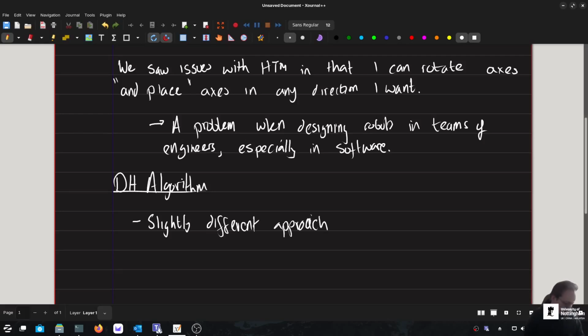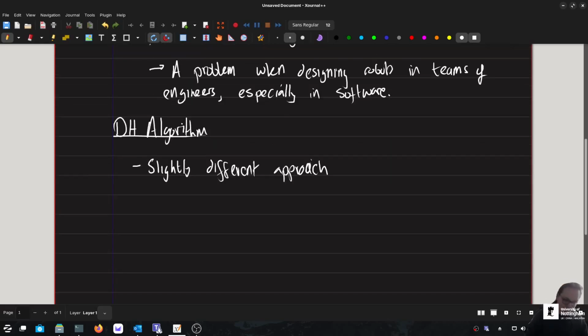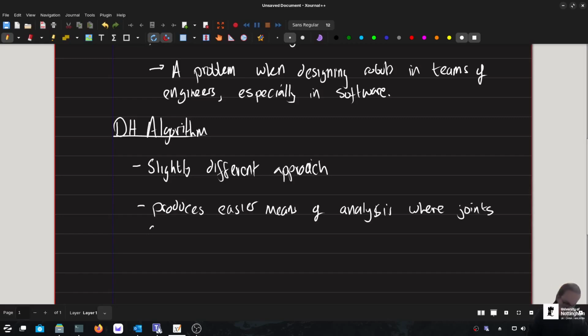My handwriting is just as terrible. Slightly different approach to what we've done. It produces an easier means of analysis where joints are offset, i.e. a SCARA robot, or more complex manipulators.